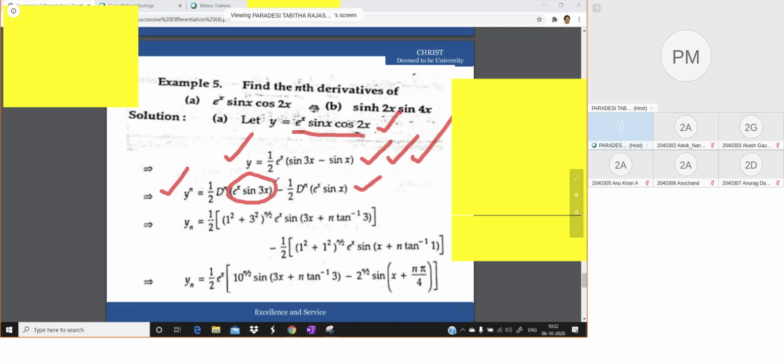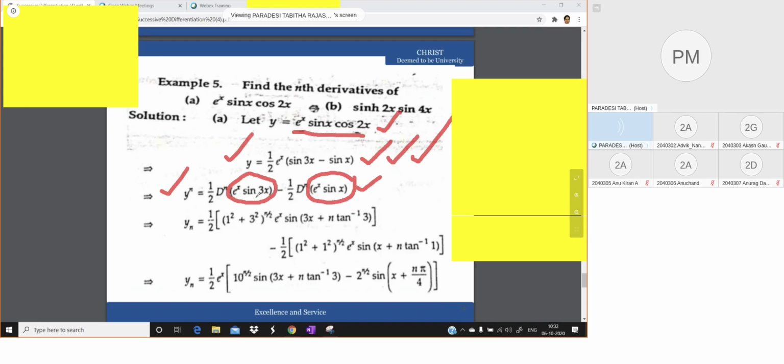What is A for this question? A is 1, right, and B is? A is 1 and B is 3. Right. Okay. A is 1 and B is 3. What about this one? A is 1 and B is 1.